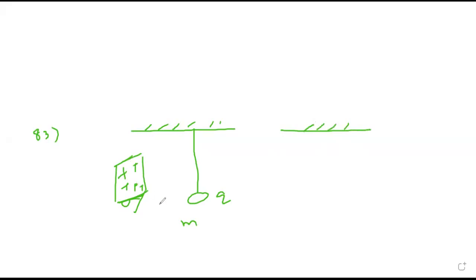This charge sheet will create force on this mass, which is also charged. What type of force will it give? Attractive or repulsive? Repulsive force. And that will be q into intensity due to this. Since its charge is not known, it is just E q. And its own weight is mg.